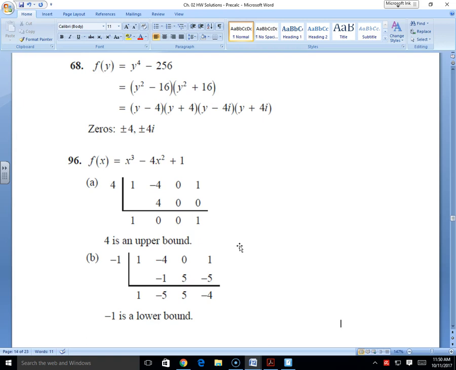68 was kind of funny. It was actually easier than some of you might have thought. Now the wording was really weird in 68, I think, if I remember right. But long story short, it's a difference of squares. And that's how you get the first one.